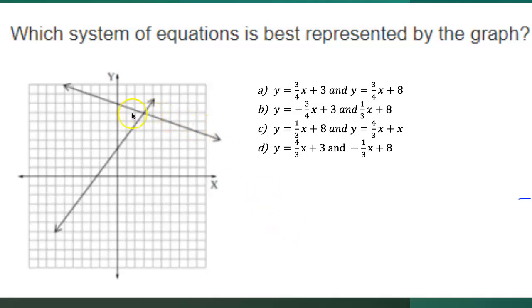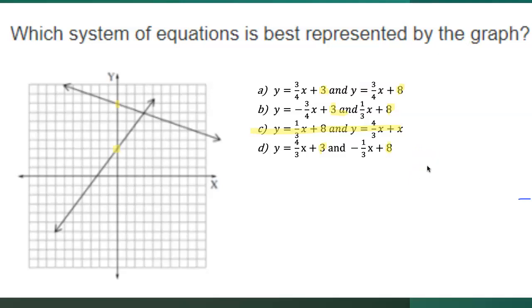First thing I would do is look at my y-intercepts. So I have a y-intercept at 1, 2, 3, and then 4, 5, 6, 7, 8. So I need a positive 3 and an 8. This one has an 8 and not a positive 3, so I can take this one out of it. And then I've got positive 3 and a positive 8. So I'm down to 3 out of 4 choices now.